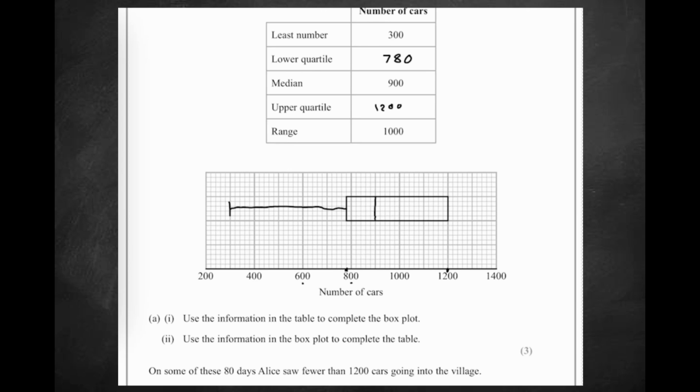And the range is 1,000, which means our highest number is going to be 1,000 more than our lowest number. Our lowest number is 300. Our highest number must therefore be 1,300. So I will put that here on the box plot and draw it in. And we are done.